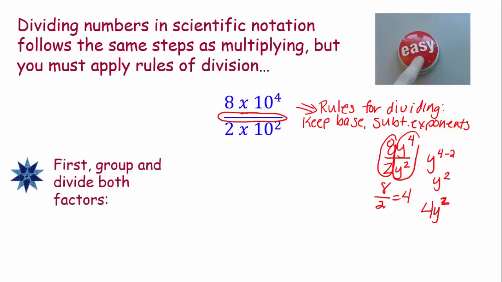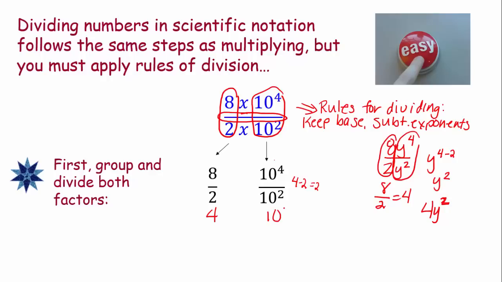So let's go back to the scientific notation. First, we group both and we divide the factors. So we group our factors, so the 8 and the 2. So I'm going to pull that out over here. And then I'm going to take a look at the base of 10 and the exponents. So I know that 8 divided by 2 is 4, and I know that 4 minus 2 is 2. So this gives me a base of 10 and the exponent is 2. So I'm going to slap my multiplication sign in there, and my answer is 4 times 10 squared.